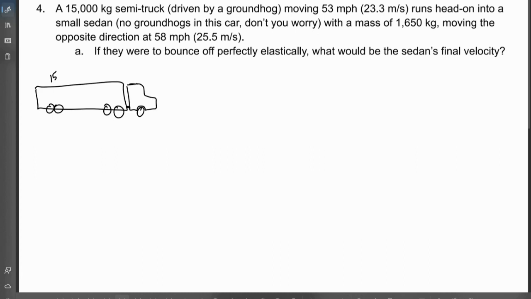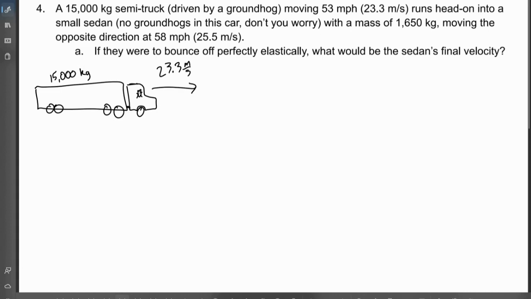15,000 kilograms. Just as an FYI, that's about 33,000 pounds, which is just monstrous. It's driven by a groundhog. I had to get the groundhogs in there somewhere. Driven by a groundhog, moving at 53 miles per hour, so that's 23.3 meters per second. I already did those unit conversions for you.